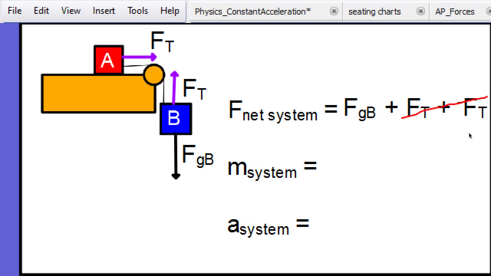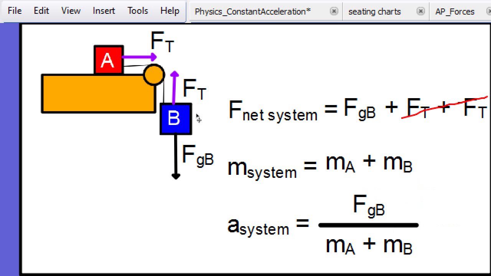What's the mass of my system? Well, that's going to be the mass of A plus the mass of B. We're not talking about just B anymore. We're talking about both of them. We know what the masses are. You add them together. So what would the acceleration of the system be? Not 9.8, not 10. Because that force is not just accelerating block B. That force is going to be accelerating block A and B together. So my acceleration is going to be my net force of the system divided by the mass of my system.